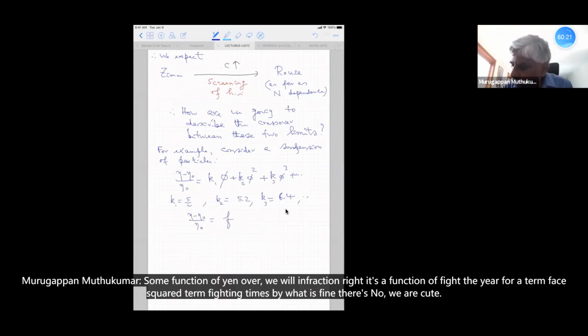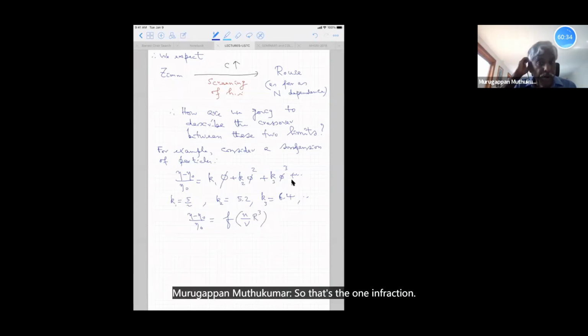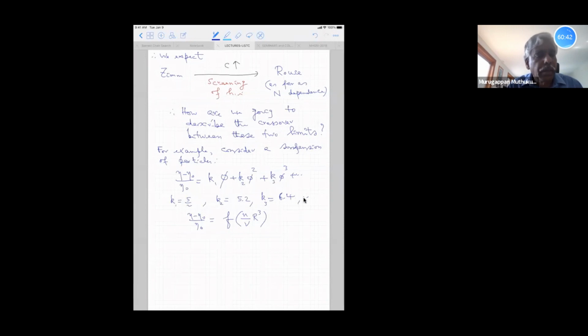of n over v, the volume fraction. It's a function of phi. There's a phi term, phi square term, phi cube term. What is phi? That's n over v r cubed. So that's a volume fraction. That function is a representation of all these numbers, K1, K2, K3, etc.